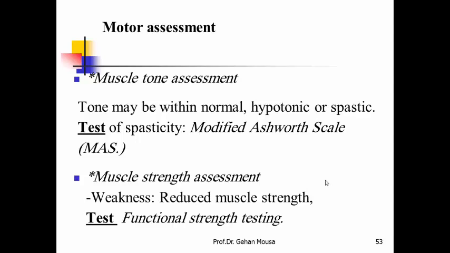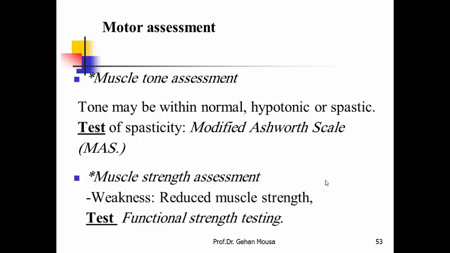Motor assessment including muscle tone, to identify disturbance of muscle tone as the pyramidal tract may be affected. Maybe the muscle tone is within normal if this is not affected. Maybe hypotonic if it is in the early stage, or maybe spastic due to pyramidal tract lesion in the recovery stage, and this can be tested and the intensity and degree of spasticity identified by using the modified Ashworth scale.